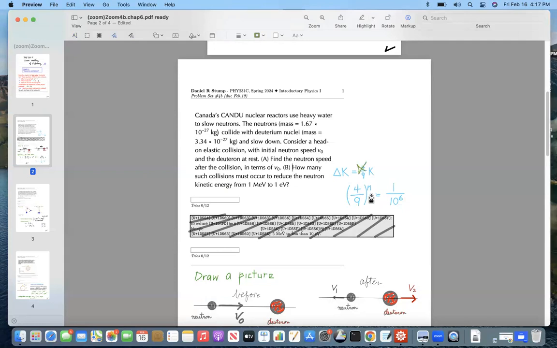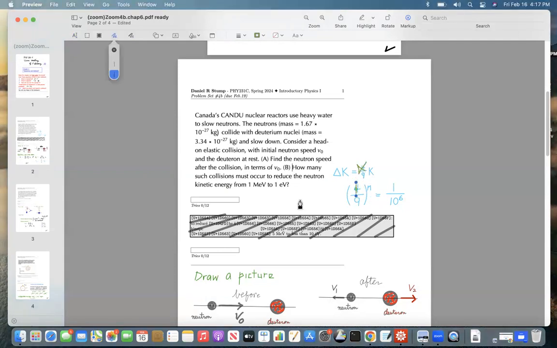If you have n collisions, then you would have 1/9 to the power n would be the change in kinetic energy from when it first started. And you want to change that from 1 mega electron volt to 1 electron volt. So the change in the kinetic energy should be reduced by 1 over 10 to the 6, 1 over a million. And the unknown in part B is what's n? How many collisions does it take to reduce the energy, kinetic energy, by 1 million?